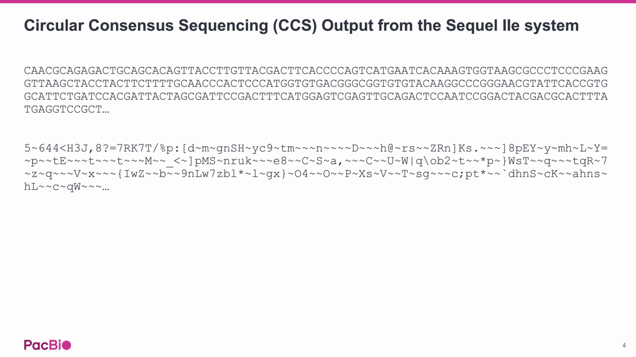The Sequel IIe platform was the first to run our CCS algorithm on board and produce meaningful base quality values natively. When we have reads of at least 3 full passes along the molecule, the algorithm evaluates the data self-consistency across all passes, combined with our knowledge of how our enzymes work, to produce not only a highly accurate consensus sequence, but also individual base quality values coded using the usual ASCII plus 33 Phred scaling, and an overall read quality value stored as a decimal value between 0 and 1 in the RQ field of the BAM file.